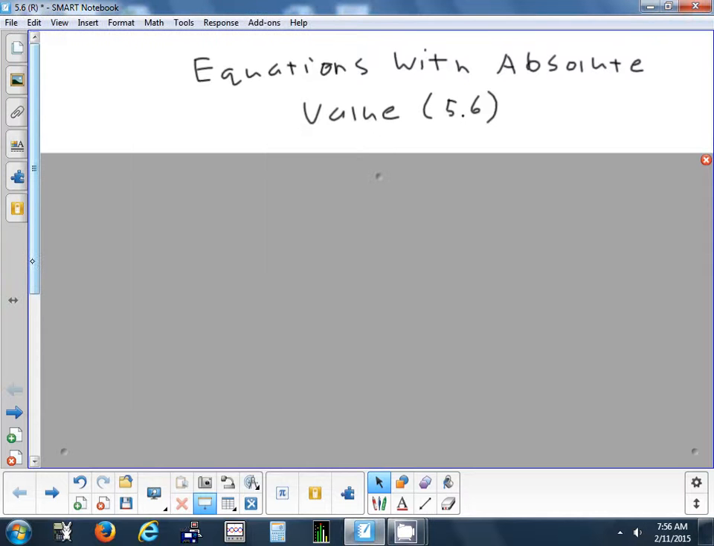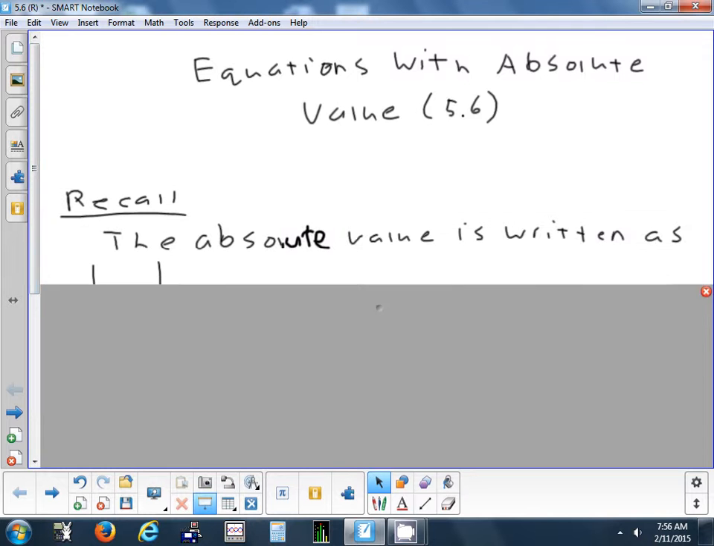All right, so today we're going to take a look at section 5.6. 5.6 is basically solving equations with absolute value. So we've solved equations before, and this is very similar, except now we're going to be doing it when the equation has an absolute value symbol in it.